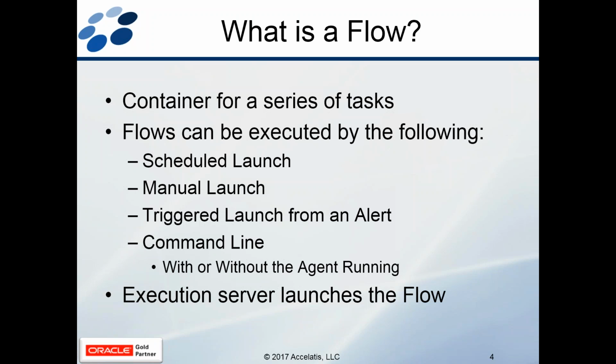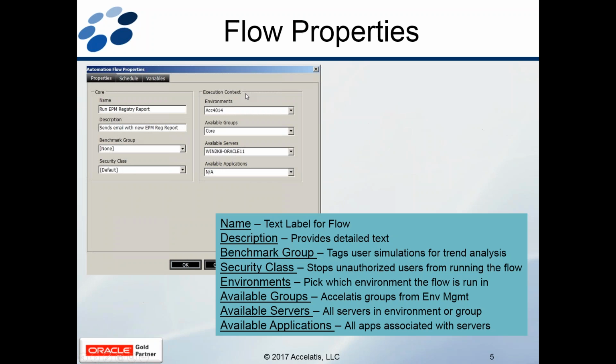And then it's important to note that the execution server launches the flow. And what that means here is if you build a new flow, or if you look at flow properties, you've got a number of things here on the tab. And I went ahead and quickly, the label is the name, the description gives you a little more detail. You have a benchmark group, and what that is you can give it a name in there and it will tag user simulations so that you can chart them based on a benchmark group.